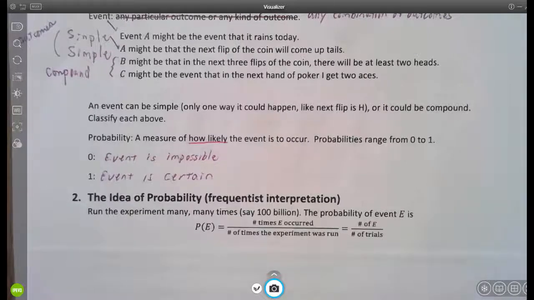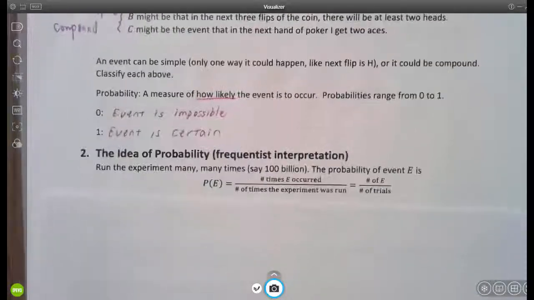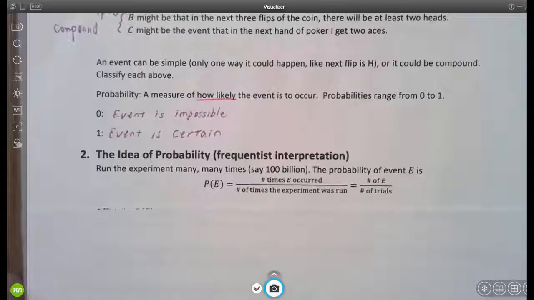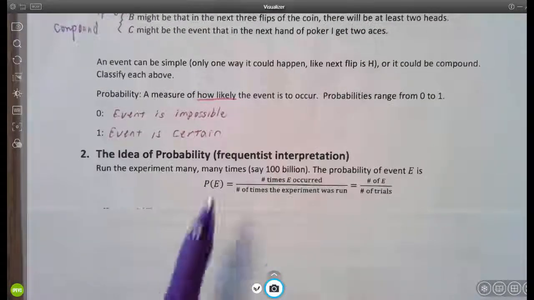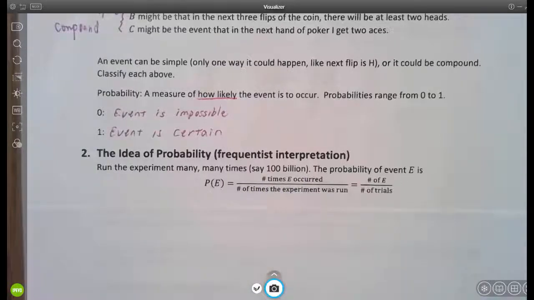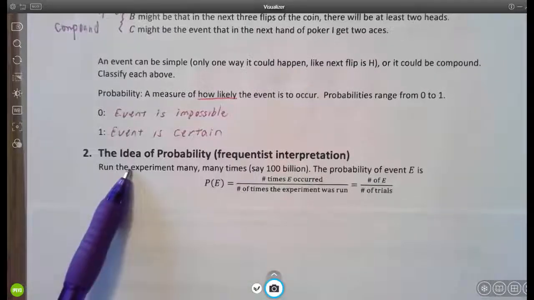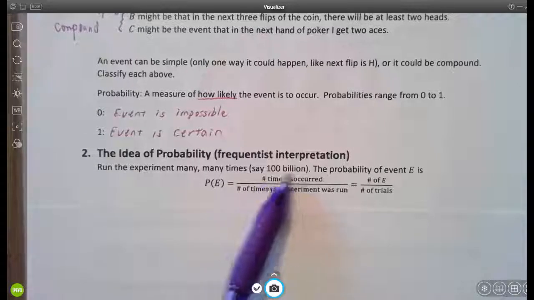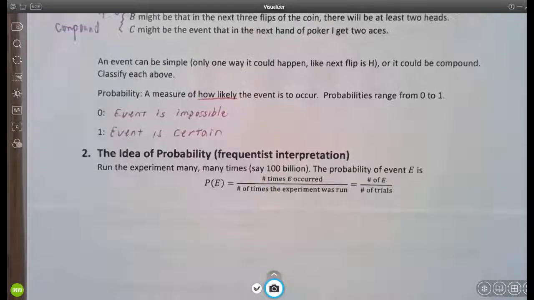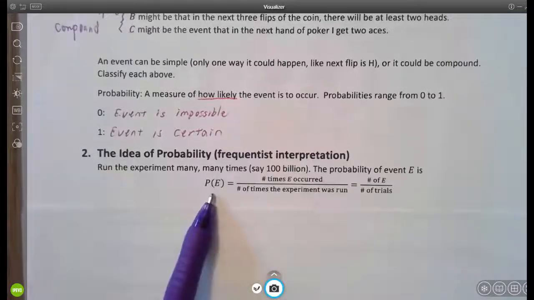Now, the idea of probability, the most common way of defining it is to use what's known as the frequentist interpretation. In other words, how frequently does this event occur compared to the universe of all the times that the experiment is run. So you have an experiment in mind, you run it many times. It may be a very large number of times for this to work out nicely, but there is a number that's big enough that'll work.